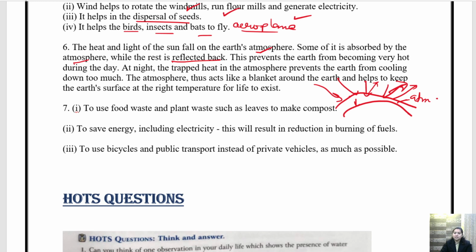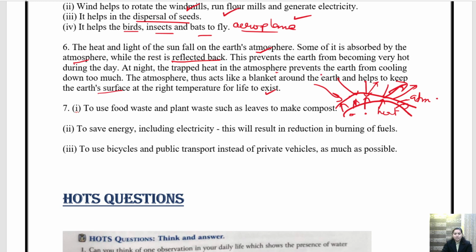At night, the trapped heat in the atmosphere prevents the earth from cooling down too much. अब क्या है कि इस अर्थ ने भी हीट को एब्जॉर्ब किया है. Okay, so what happens during night? The heat is released from the surface of earth, which maintains the temperature. इसलिए ठंड में या रात के टाइम में बहुत ज्यादा ठंडा नहीं होता है. Okay, so the atmosphere thus acts as a blanket around the earth and helps to keep the earth's surface at night at right temperature for life to exist. Clear?